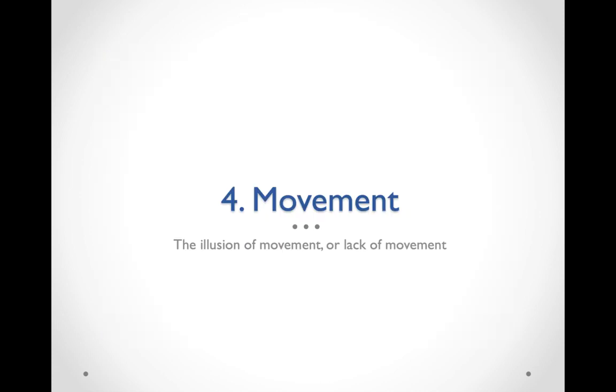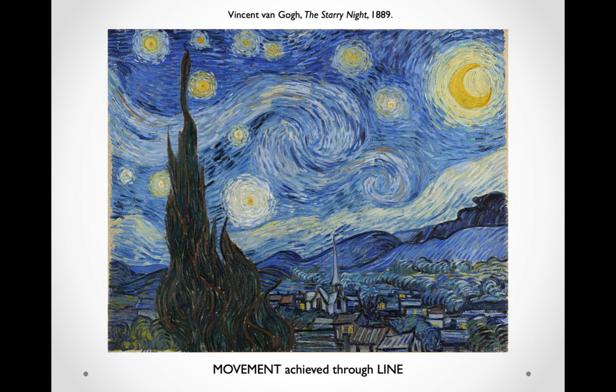Movement, at least when we're talking about digital or two-dimensional pieces, is the illusion of movement, how your eye moves around a piece. So this is movement through line. Your eyes just follow all of the swirling pieces, and it gives you the sense that there's movement in the sky.